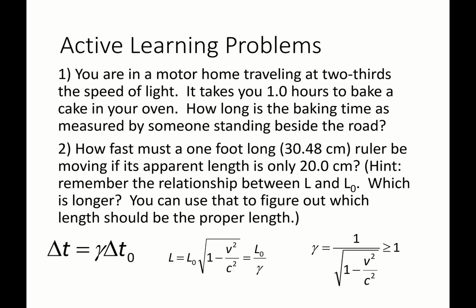So the second question, you have a 1 foot long, which is about 30.5 centimeter ruler, and we want to know how fast must it be moving if its apparent length is only 20 centimeters. Right, so those 2 lengths are L and L0. You can figure out which one is L because you know which one is shorter. Okay, so you know L and L0, and you have to do the algebra like I did on the last slide to figure out how fast it is traveling. So you need to rearrange it to get the v.